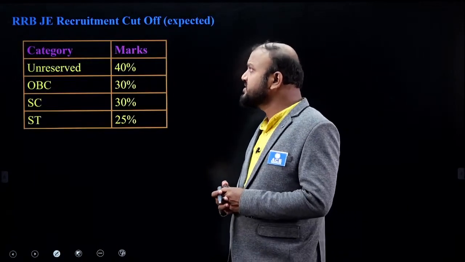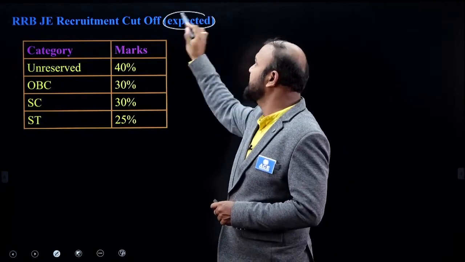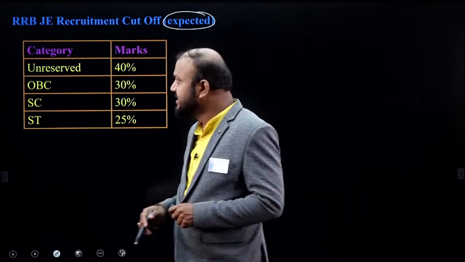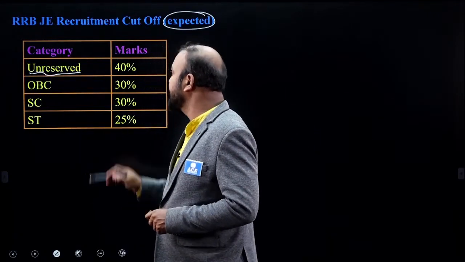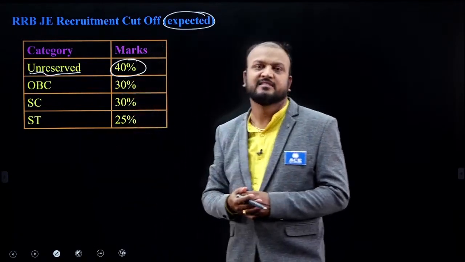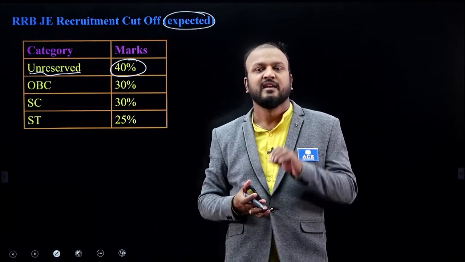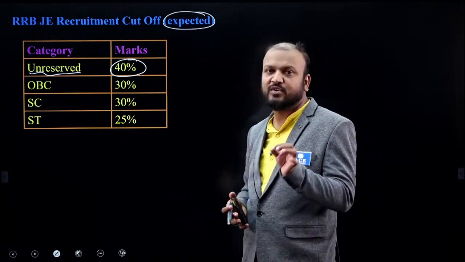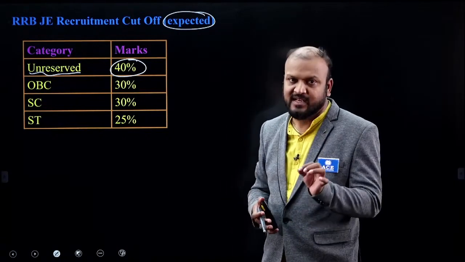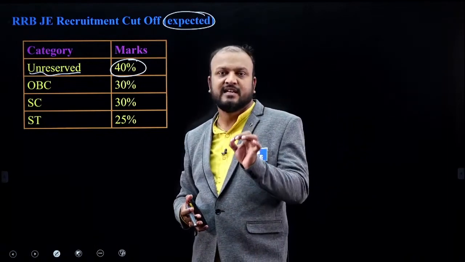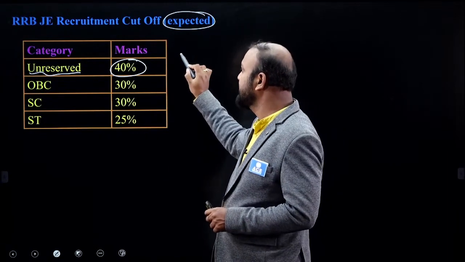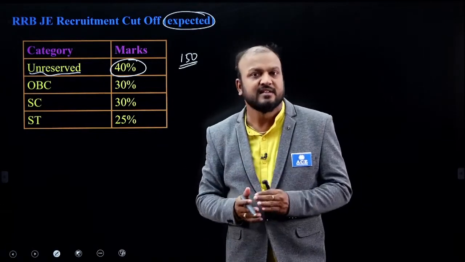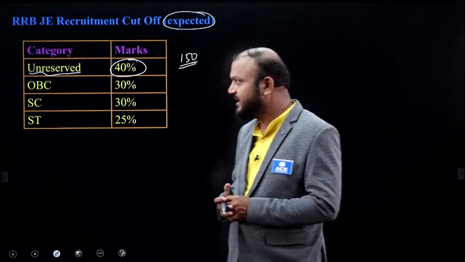And the RRB JE recruitment cutoffs: when we observe the previous papers, it is expected that unreserved candidates, the general category, require 40% of marks in both CBT1 and CBT2. In CBT1, out of 100 marks, the cutoff will be 40. The minimum qualifying for the unreserved is 40 marks. And for CBT2, there are 150 marks. That 40%, that is 60 marks, is the cutoff for the general category.